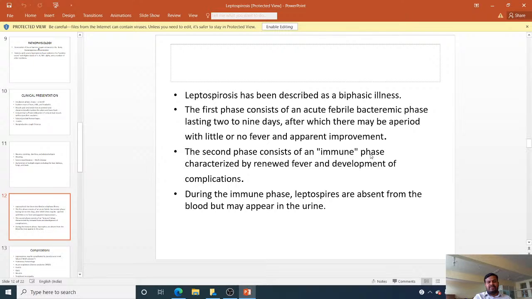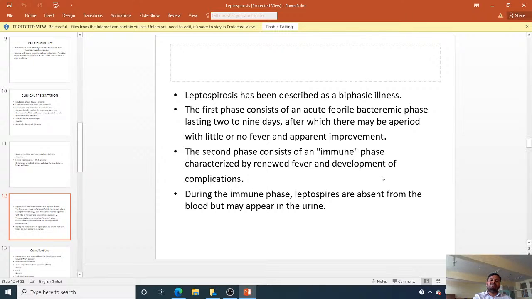The second phase is an immune phase, where the immune system reacts to the spirochete, develops antibodies, and starts breaking down the spirochete. It is characterized by renewed fever and development of complications. This is the phase where the patient presents with high-grade fever, chills, and other manifestations, and can be prone to complications. So you should remember, there are two phases: the first is a febrile phase, the second is an immune phase. For the exam, you need to write this down regarding the biphasic illness of leptospira.